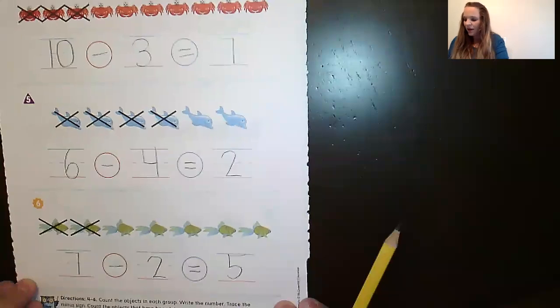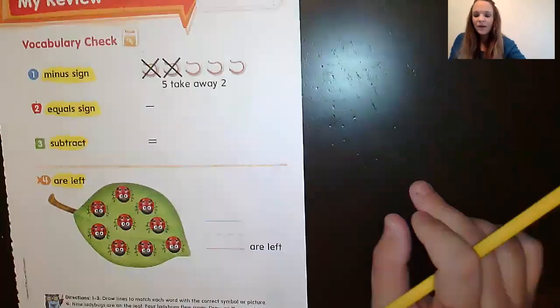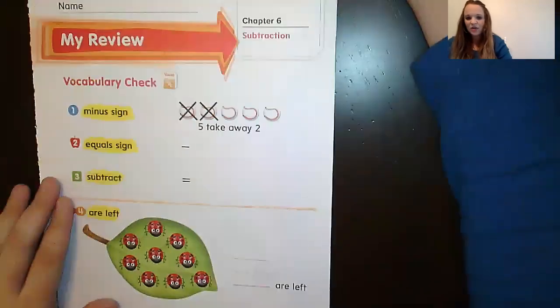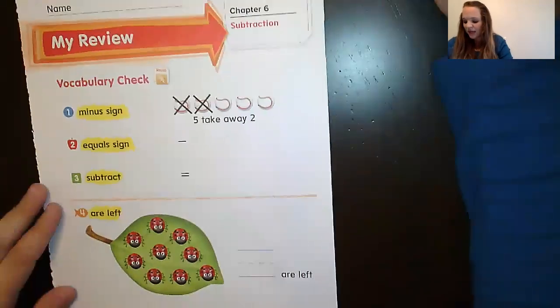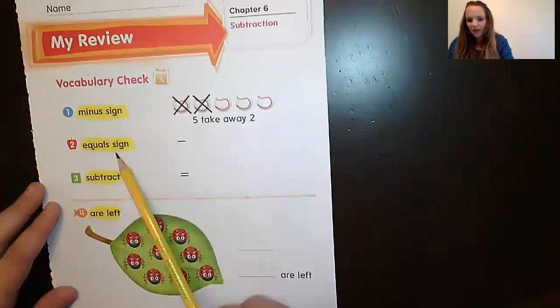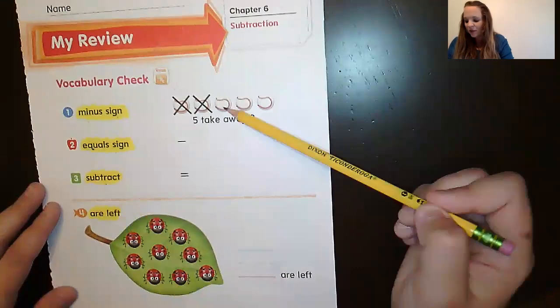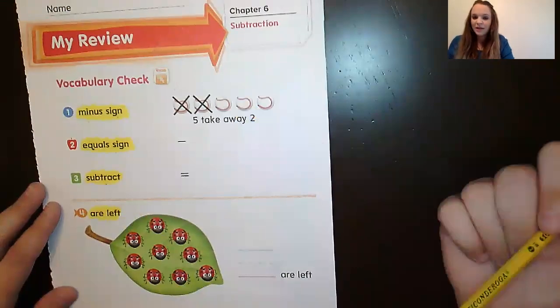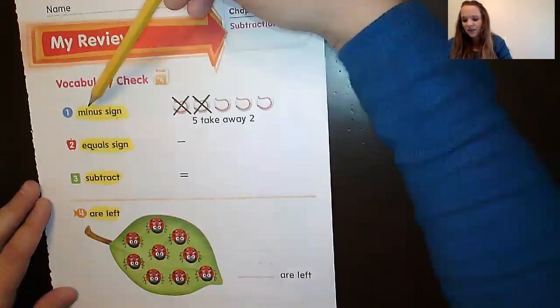Okay, you guys can go ahead and flip. And this is the next page you see. This is like a little review page. So this is what it says. Minus sign, equal sign, subtract. And then these are the 3 things that they give us, and we're going to draw lines to match them up. So this first one says minus sign.